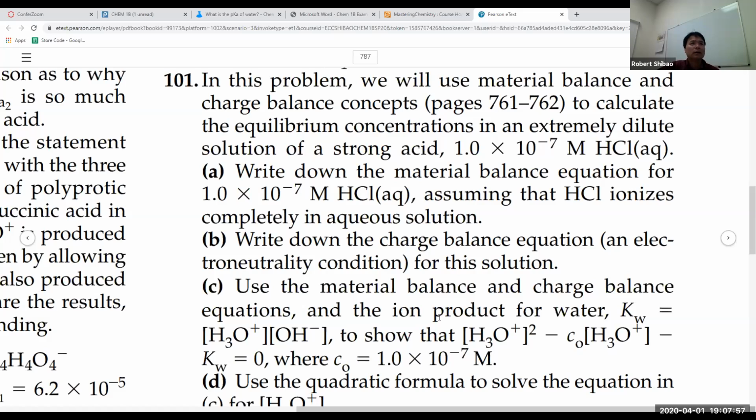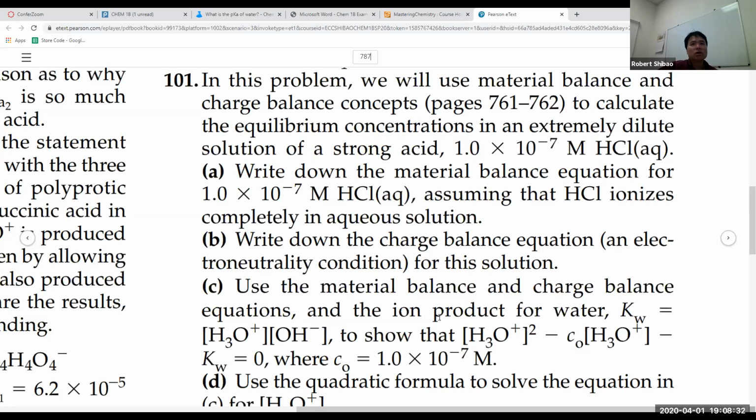But okay, write down the material balance equation for this. So the material balance equation is just that. This is the total molarity, and the total molarity is going to be split up into species. If this species ionizes completely, then the material balance equation is pretty simple. It's going to end up giving you the molarity. So the total molarity of the hydrogen only ends up in one species, H+, and the total molarity of chloride only ends up in one species, Cl-.